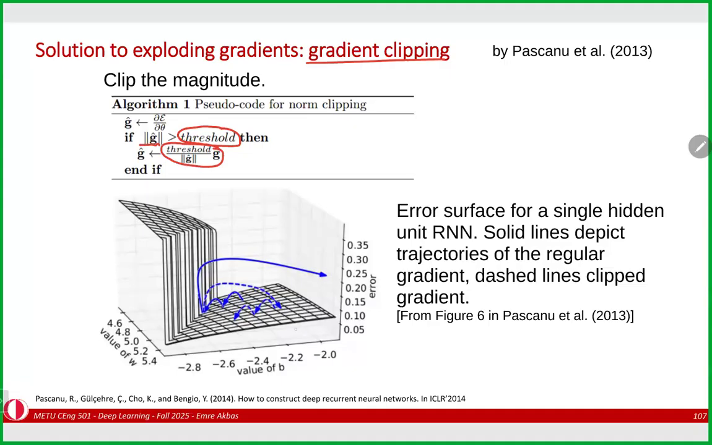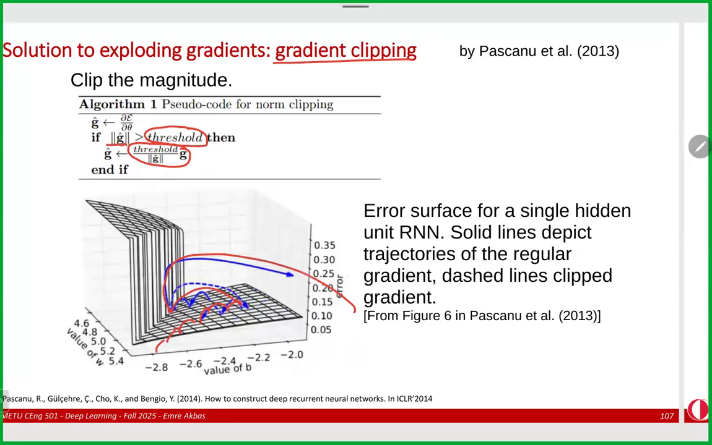If you take small steps, you can get to a good local minima. But if you take a large step when you're here, this could take you to a very high loss location, which undoes your progress made so far. So gradient clipping works for exploding gradients.